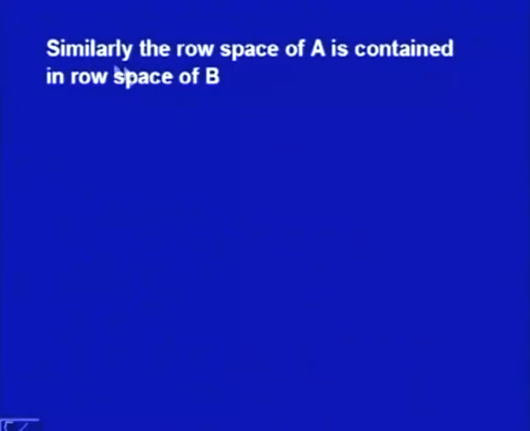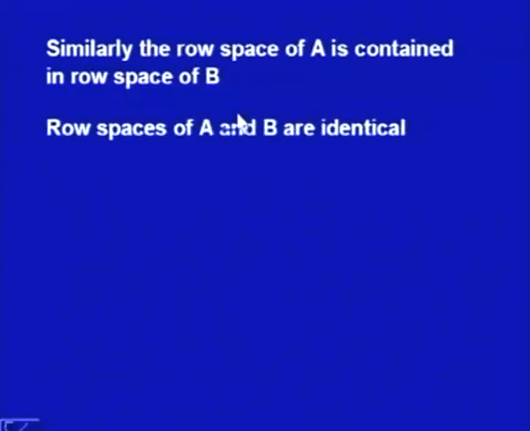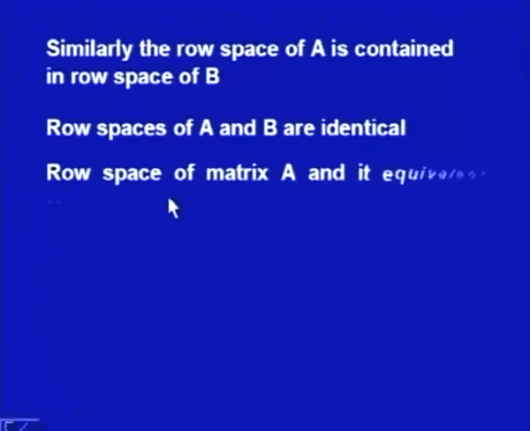Now, we say that the row space of A is contained in the row space of B. In the same way we can prove this, the way we have done for the other part, and since the row space of A is contained in that of B and B is contained in A, the row spaces of A and B are identical. So, that is the result.